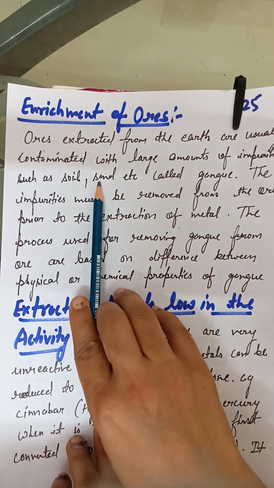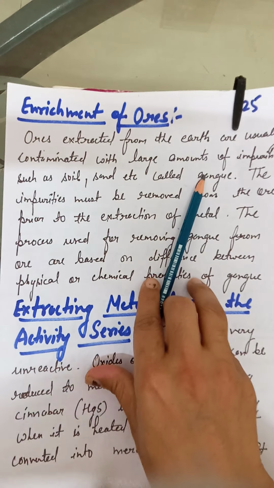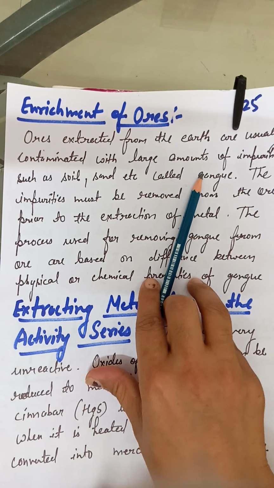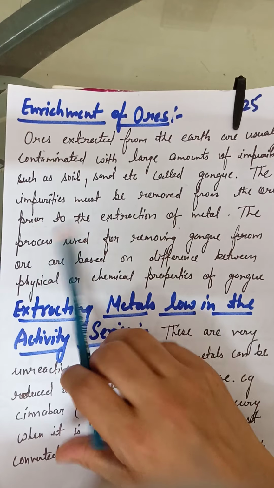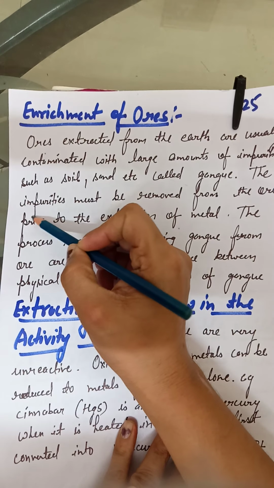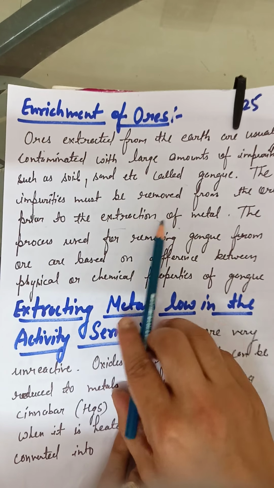impurities such as soil, sand, etc., called gangue particles. So these are called the gangue particles. This is also the 1 mark question. The impurities must be removed from the ore prior to the extraction of metal.